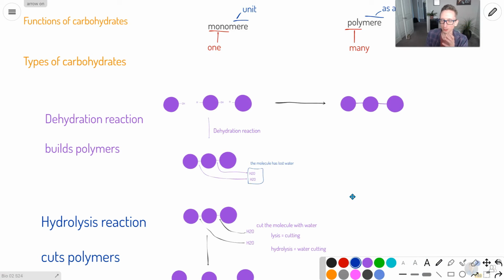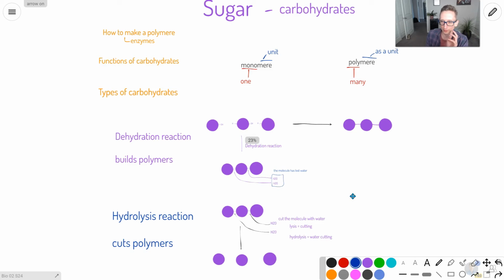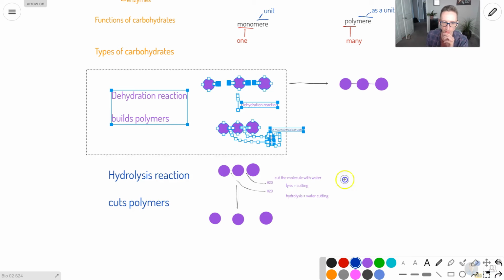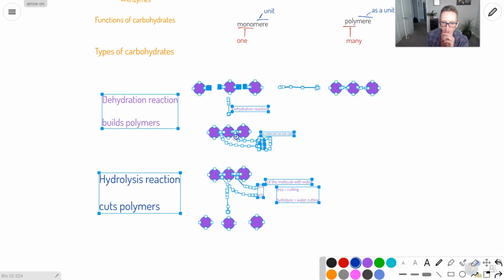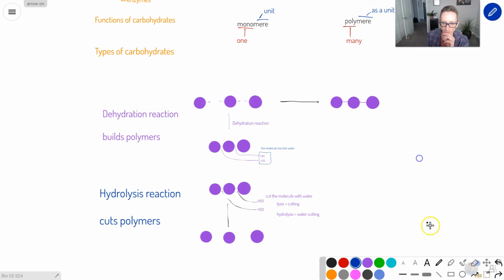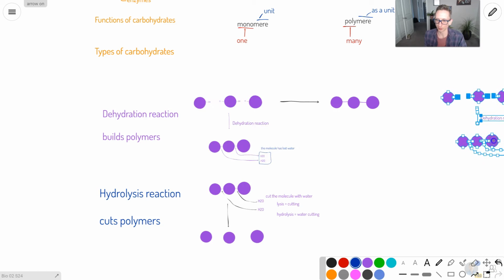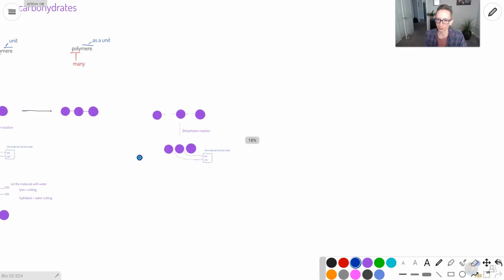And there's specific proteins that are involved in having this happen. If you just left these sugars together, they wouldn't just spontaneously form like this. And I'm just going to briefly talk about enzymes here. I'm actually just going to recopy just this part here, and we're just going to bring it over here and talk about enzymes quickly.